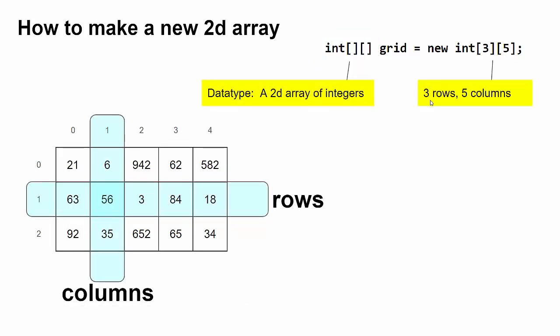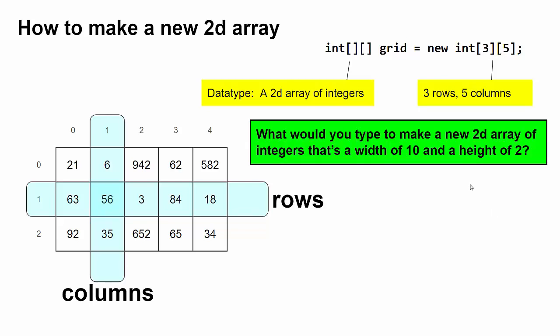We usually talk in terms of rows and columns. So rows are these horizontal rows across. Columns are these vertical columns down. And the first number that you use in an array syntax is the row, and the second number is always the column. So when you first create an array, you're telling it how big it should be. You're saying, I want to make a new array that holds integers, that's 3 rows tall and 5 columns wide.